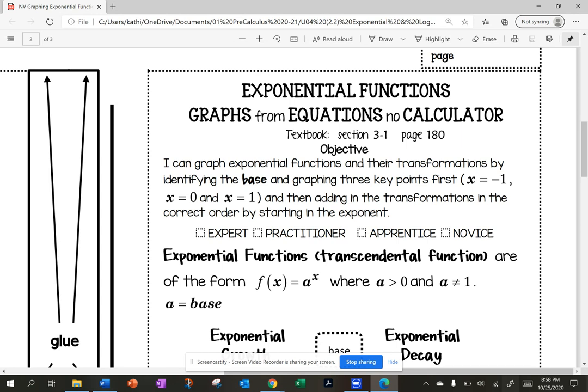Let's take a minute and evaluate where we are on the learning spectrum from novice to expert.